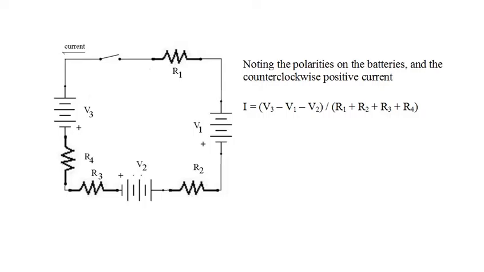Finally, we can add any number of resistors and batteries to the circuit, and by taking the battery orientations into account, Ohm's law will give us the current flowing in the circuit. Note that in this circuit, positive current flows counterclockwise.